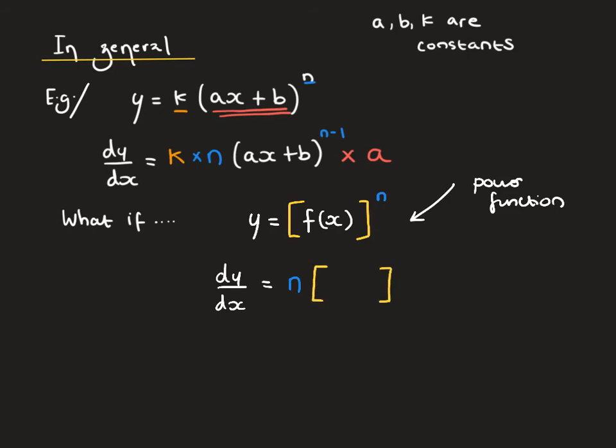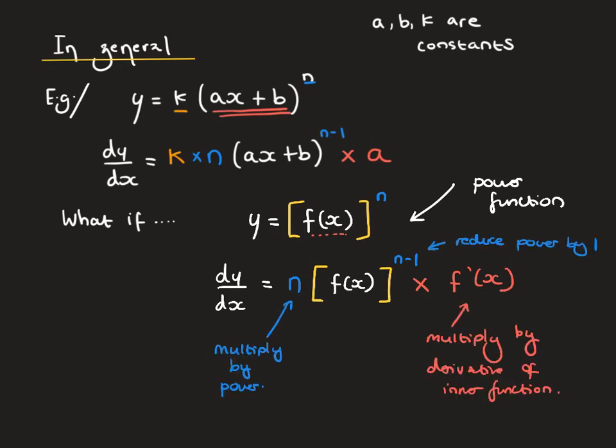We reduce the power by 1, so there's n minus 1. And then we need to multiply by the derivative of the inner function, which is f dash x, whatever f dash x is equal to. And here we can see the 3 stages written out in words. Multiply by the power, reduce the power by 1, multiply by the derivative of the inner function. And that is how we apply the quick chain rule.